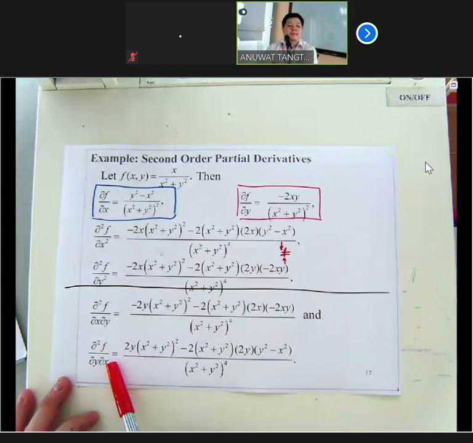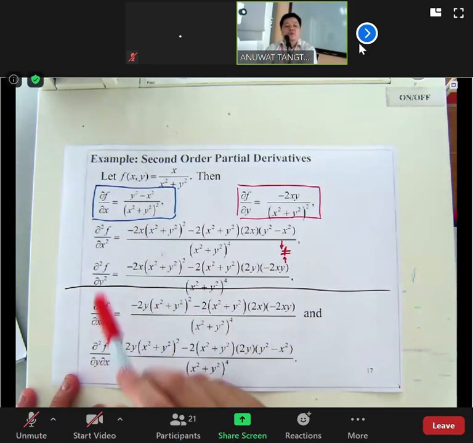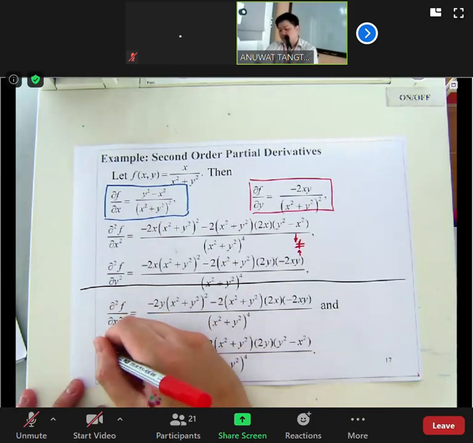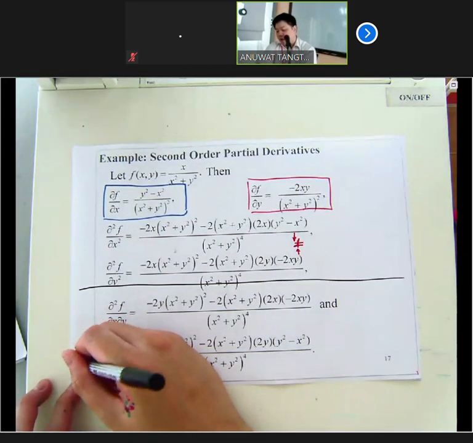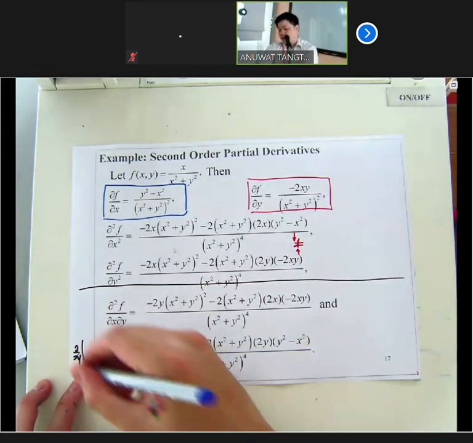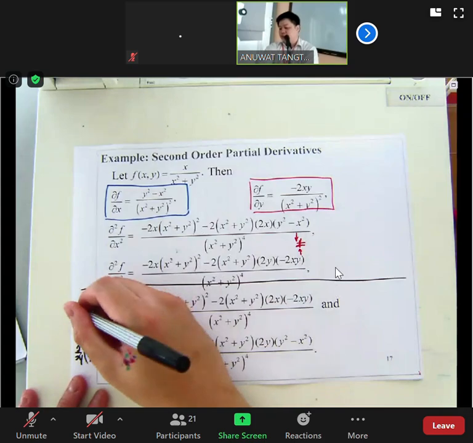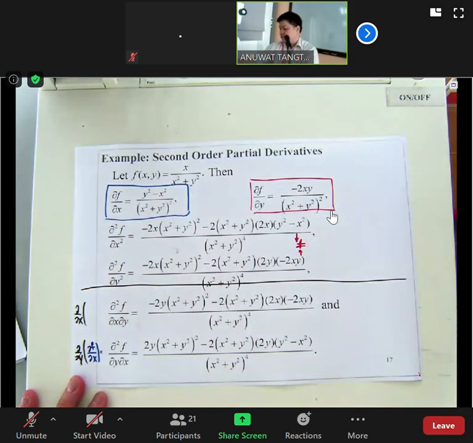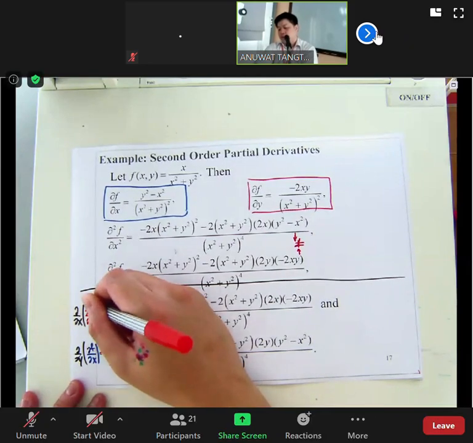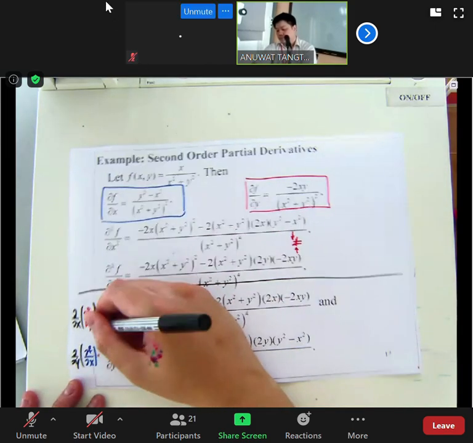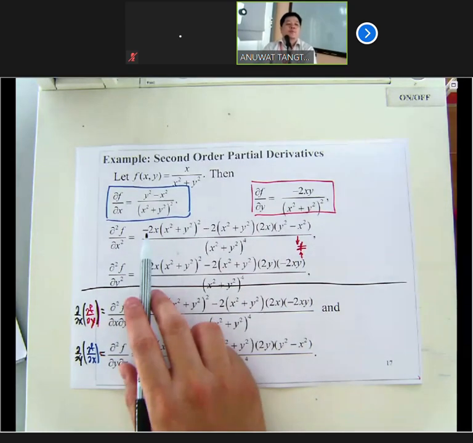And for dy dx, that means we are doing d by dy to this function. Don't forget we do d by dy to the blue one there. I'm sorry, in the first one we did d by dx of the red. Now we do d by dy of the blue one.